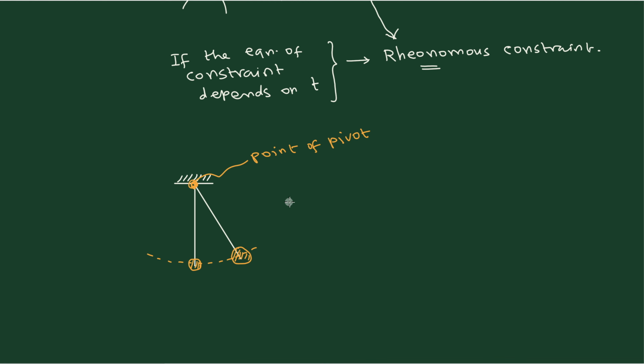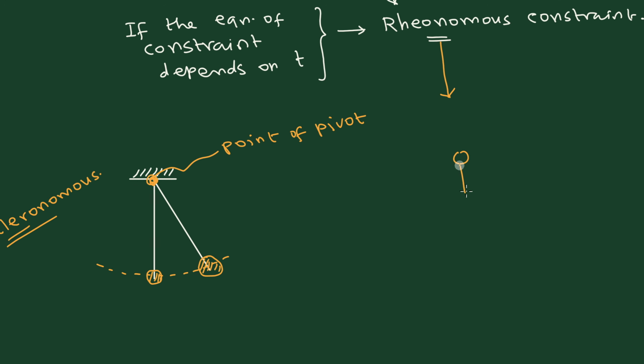Now you consider another example. So this is very clear. This is the example of a clear scleronomous system. Okay. So that is perfectly okay. Now what we want to know from the rheonomous system is very simple.